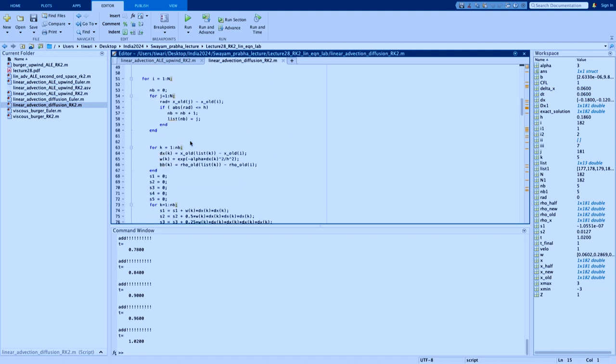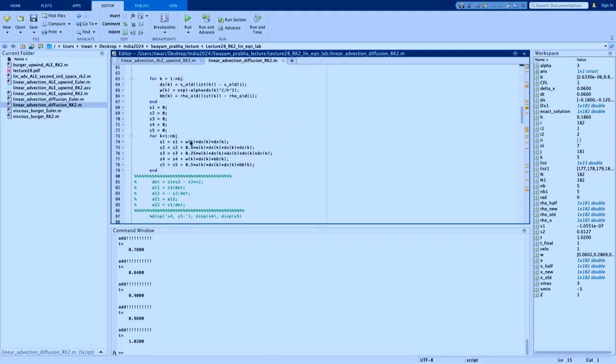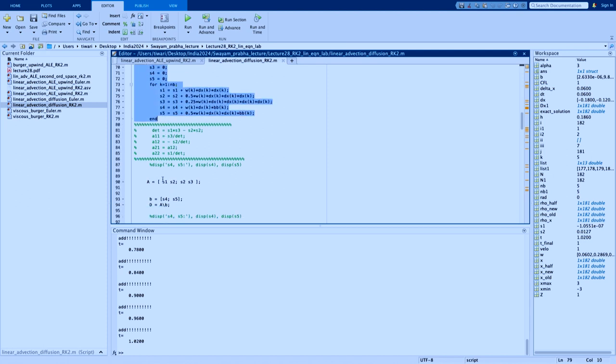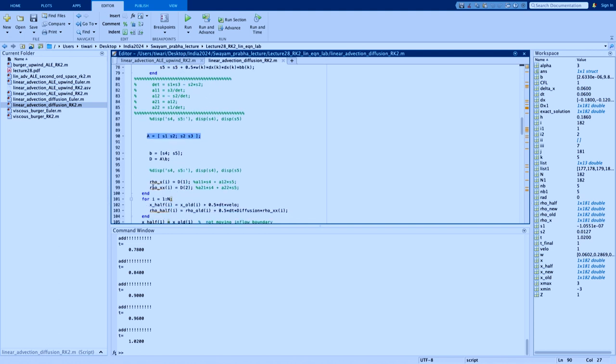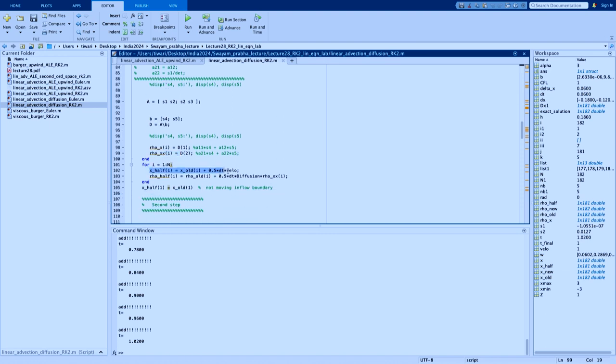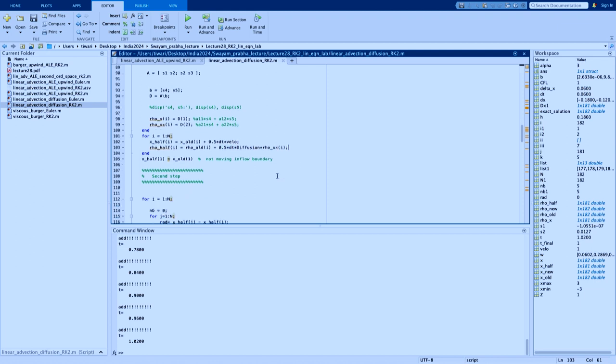The only difference you see is that in the first step, we now compute the second order derivative. Therefore, we have to invert this 2 by 2 matrix in order to get the second order derivative rho xx at i. Then x half is the same as before, but rho half is rho plus delta t by 2 times the diffusion times the second order derivative at the old time step.